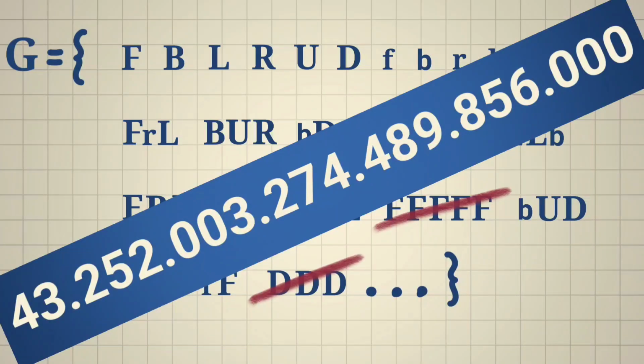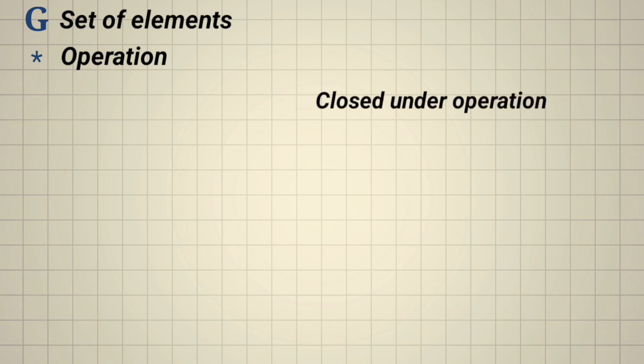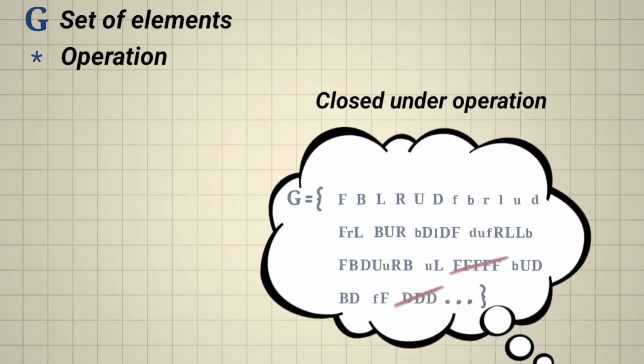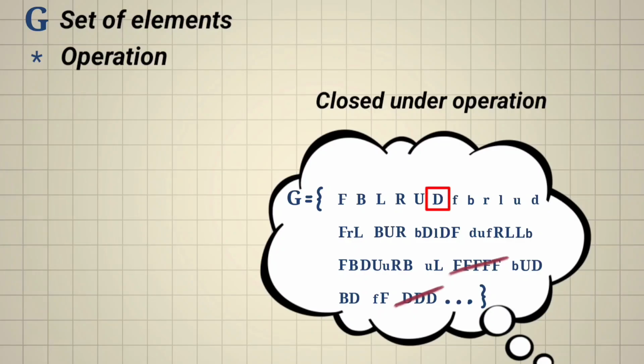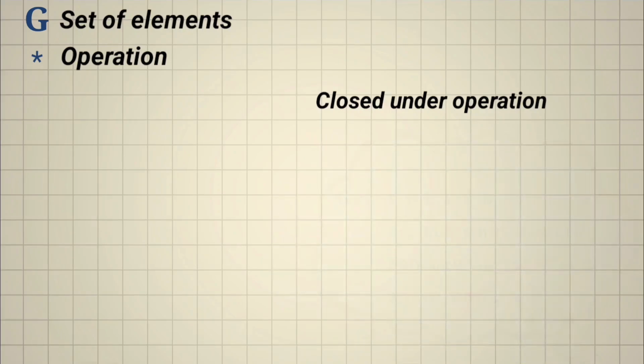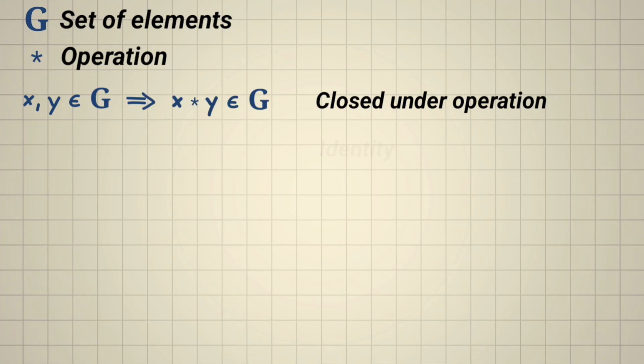Crazy, right? Okay, to be honest, a set with an operation must fulfill some basic properties in order to be called a group. Closed under operation. If you combine 2 rotations, for example, you rotate the bottom side and then the back side, you get a new cube configuration, which is also an element of the set. Speaking more generally, for any elements x and y, if x and y are elements of G, then their combination is also an element of G.